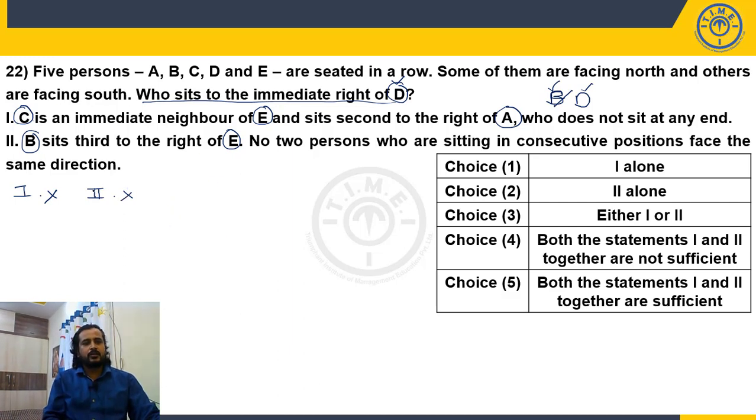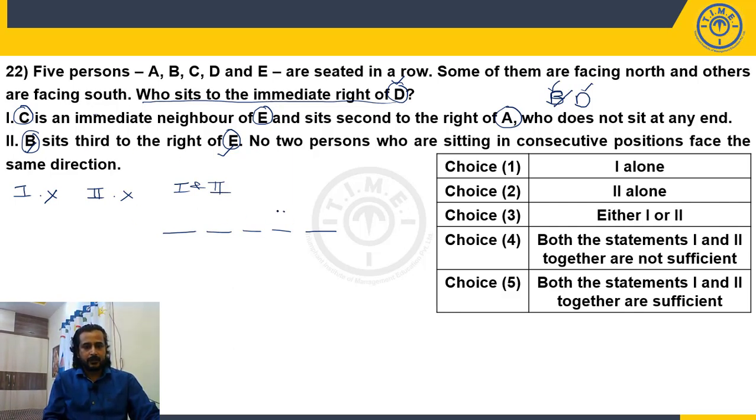Now, when 1 alone and 2 alone are not sufficient, what can I do? I can combine 1 and 2. So let us combine 1 and 2. How many persons' arrangement is it? 5. 1, 2, 3, 4, 5. And among these 2 clues, this is one of the biggest clues. Biggest clue means it gives more persons' arrangement. Useful clue: B sits third to the right of E. Though you don't know whether E is facing north or south, B sits third right of E.